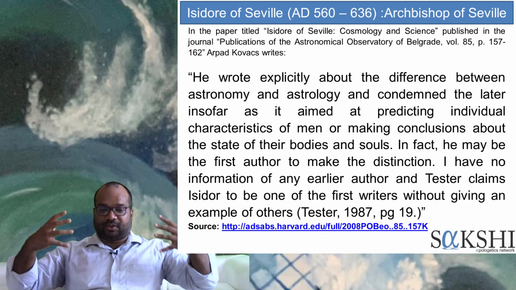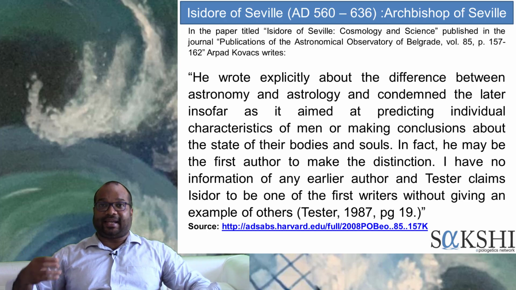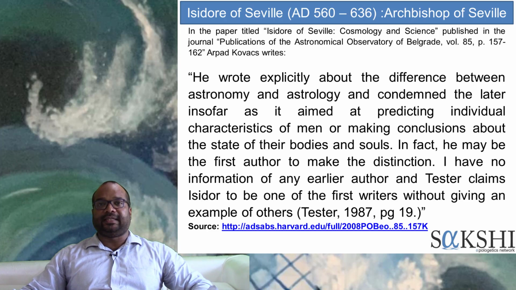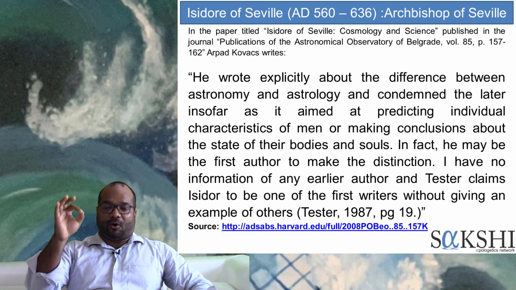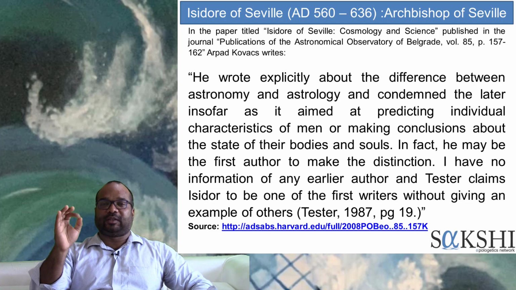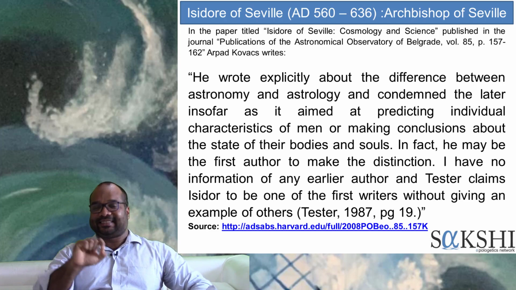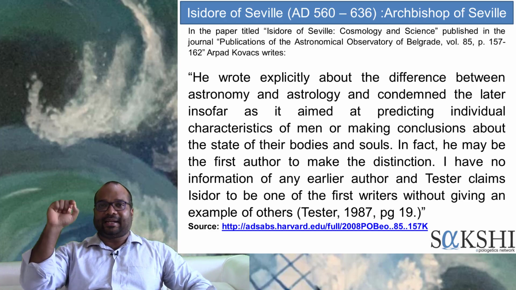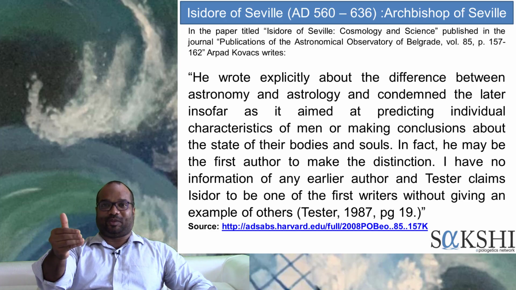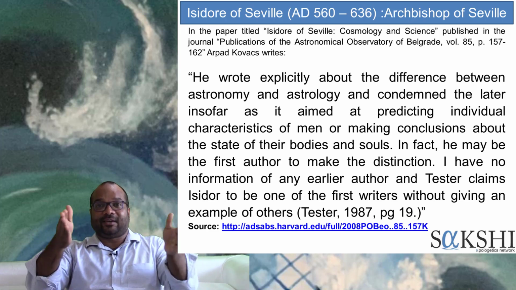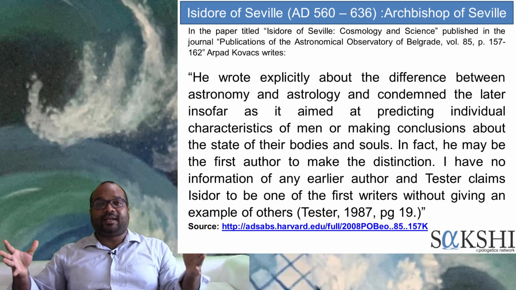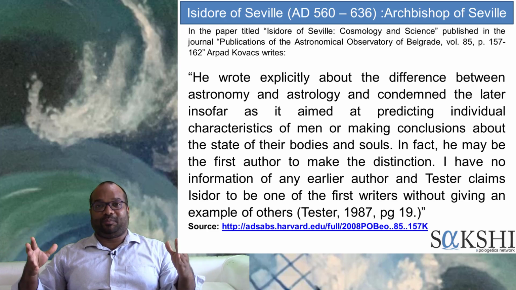The author of this paper goes on to say that others have claimed this about Greeks, but there is absolutely no proof about it. Bishop Isidore was the first one to clearly write the distinction between astrology and astronomy. He condemned the astrology and he encouraged the astronomy. The clear difference that we have come to accept in the modern age. How did they do that? By the light of the Holy Bible.